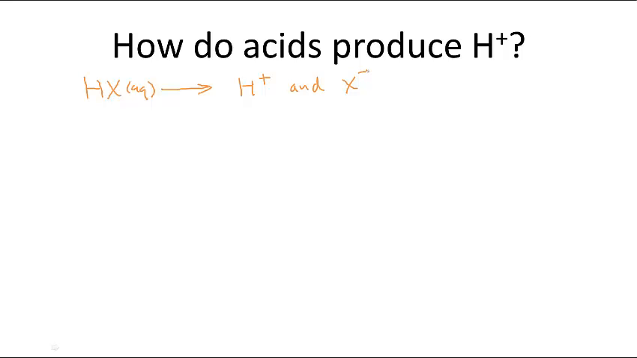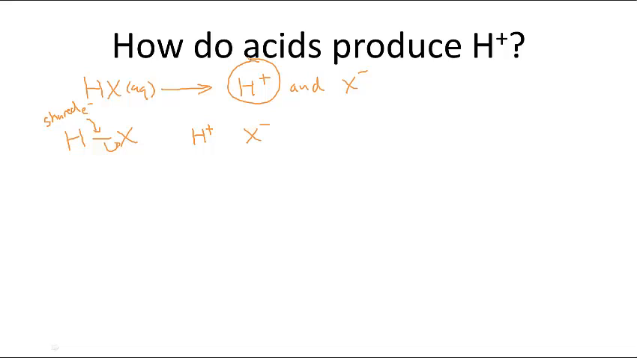What's really happening here is this is a covalent bond between H and X. Remember, a covalent bond is shared electrons. So when this breaks apart, both electrons go to X. H plus is left behind, and X takes both electrons. So you're left with H plus in solution, and X is holding on to the electrons. It's just an ion in the water.